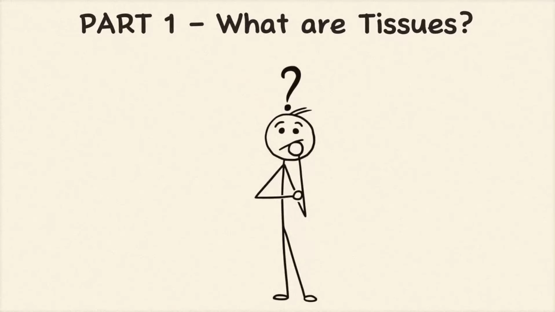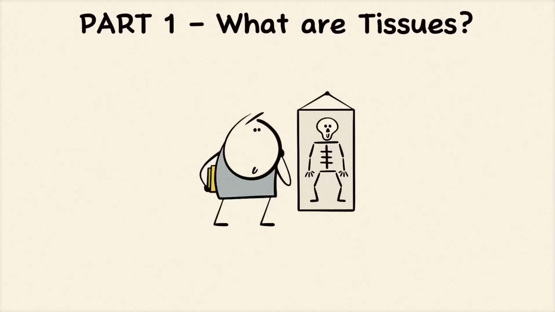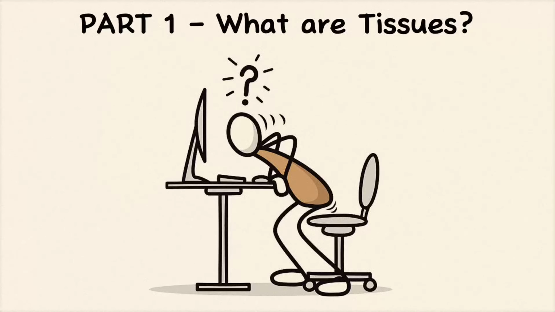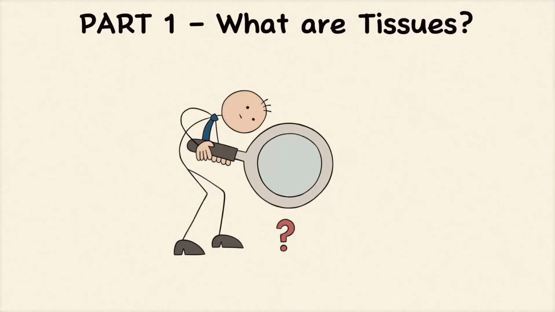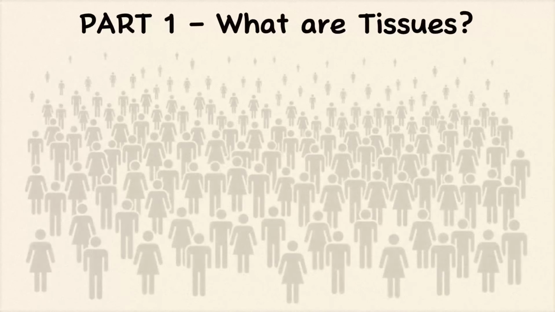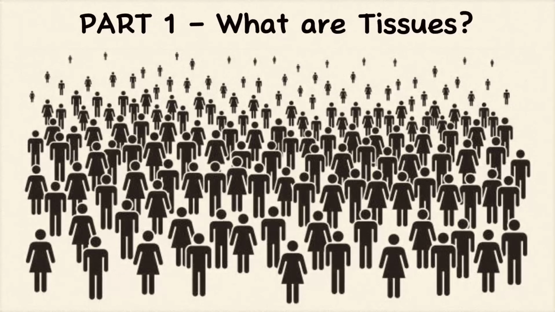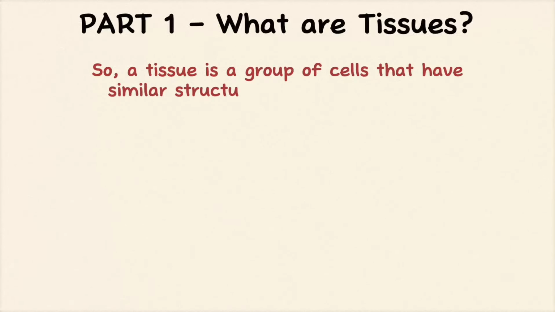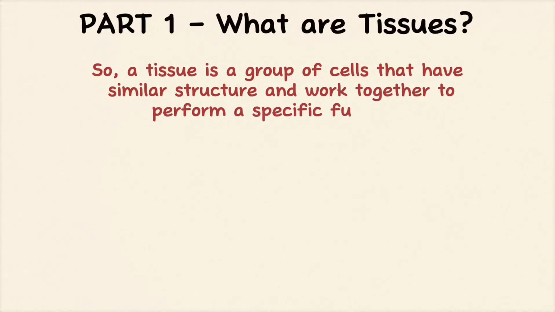Part 1. What are tissues? When you look at your body, you see skin, bones, blood, and muscles. All of these are made of cells. But one cell alone can't do everything. So, when a group of similar cells comes together to perform a specific function, that group is called a tissue. A tissue is a group of cells that have a similar structure and work together to perform a specific function.